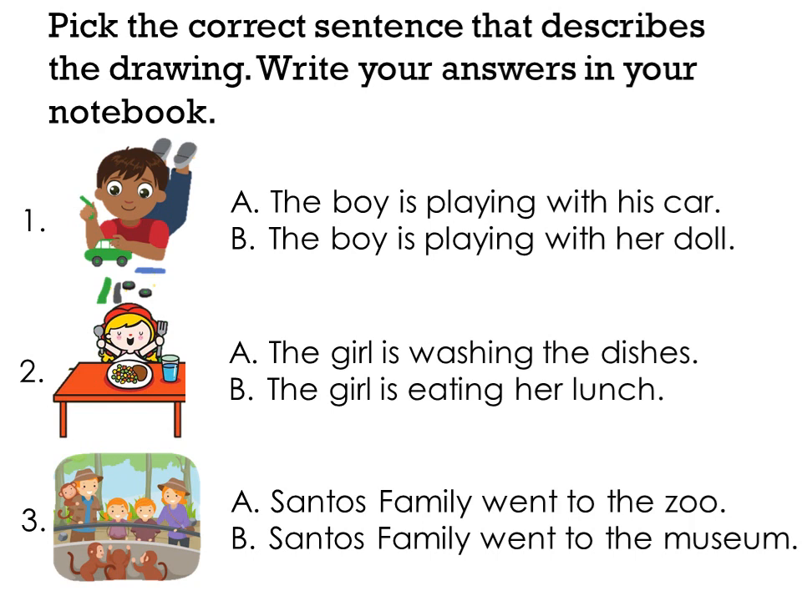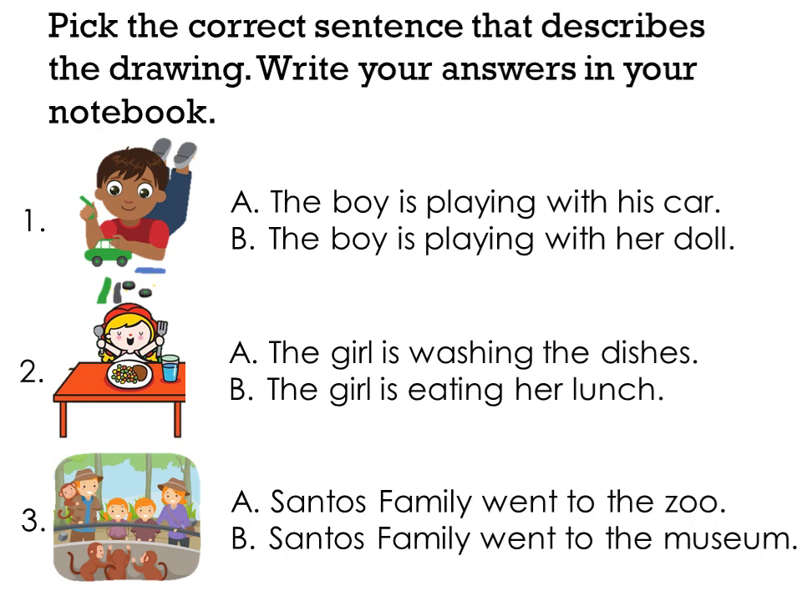Next, number 2. Look at the picture. What is the girl doing there? Letter A, the girl is washing the dishes. Or letter B, the girl is eating her lunch. Next, number 3. Look at the family. What are they doing? Is it letter A, Santa's family went to the zoo? Or letter B, Santa's family went to the museum? If you're not yet done, click the pause button. If you're done, click the play button and let's answer it.